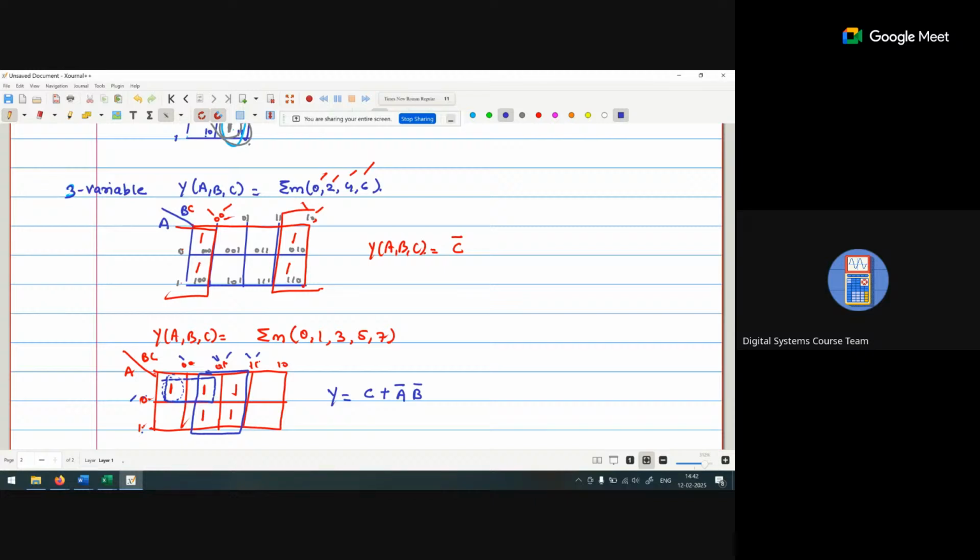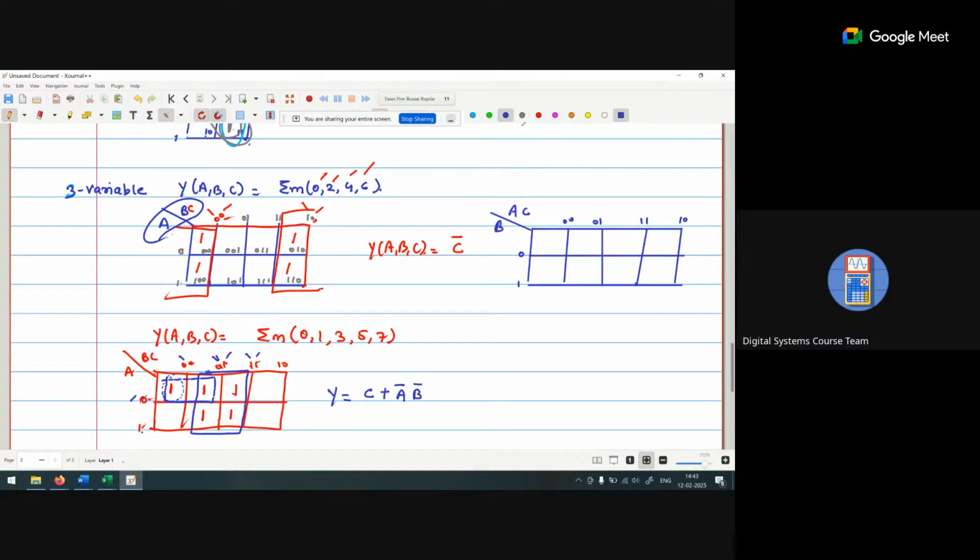Now one student says that, sir, I am not in favor of considering this as A, BC. A as vertical, and BC as horizontal. So I just change the sequence. I consider B as downwards and AC as horizontal. Only the position of min terms changes. B is 0, 0, 0, 0, 1, 1, 1, and 1.